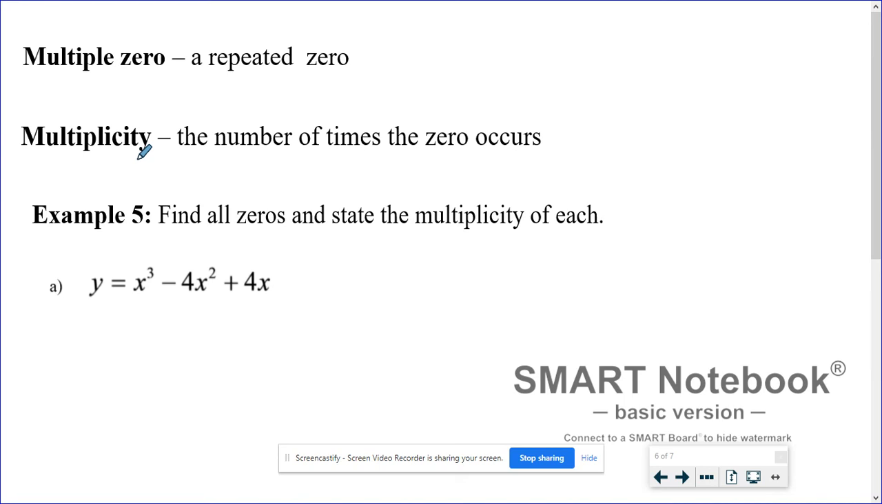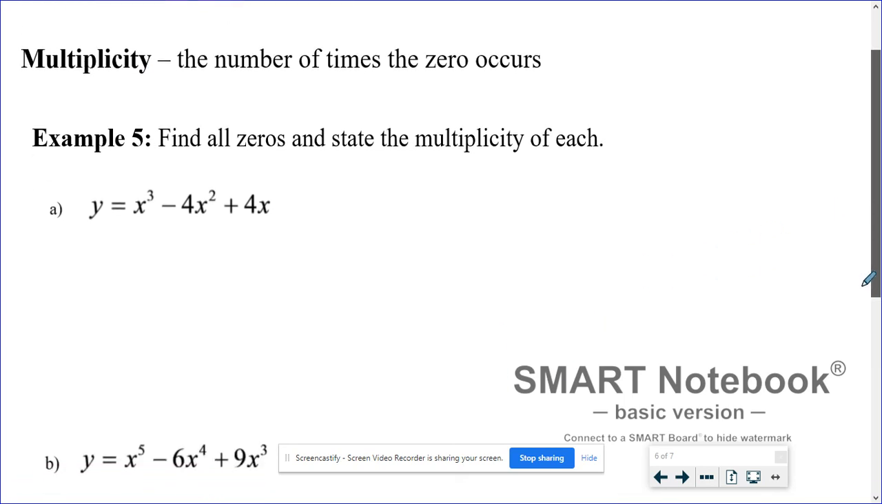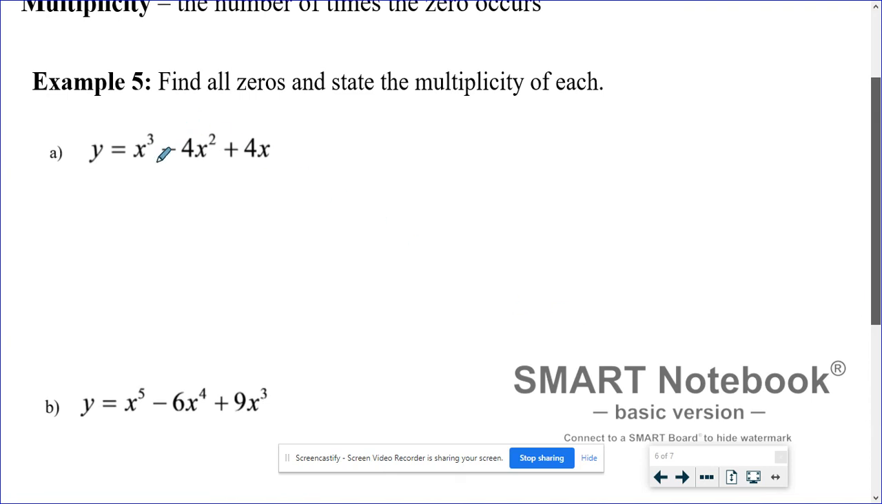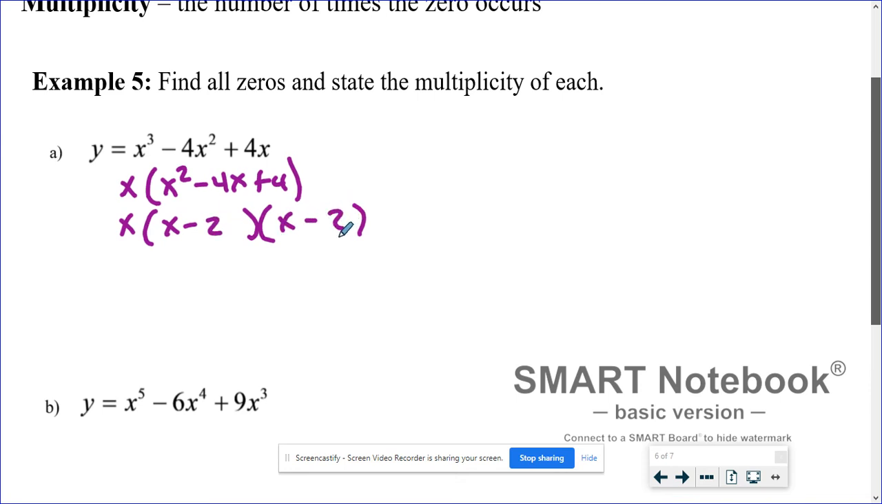So here, let's do example 5, and then state the multiplicity for each zero that we get. So we're going to factor like we did in example 2, and we're looking for a GCF first. So between x cubed, 4x squared, and 4x, you have x. You have x squared minus 4x plus 4. Then we factor, right? We're looking for what multiplies to 4 and adds a negative 4, so it'd be x minus 2 and x minus 2.